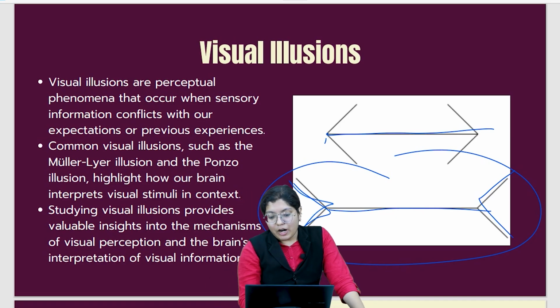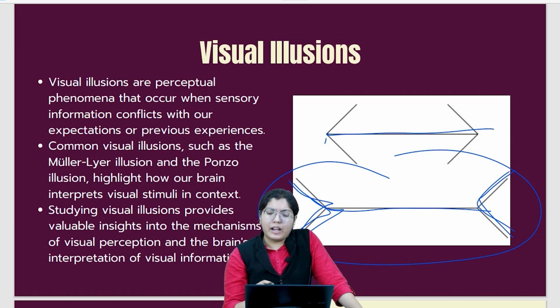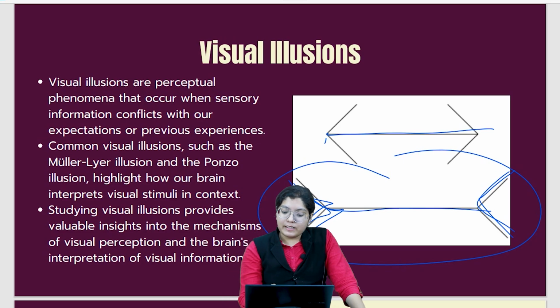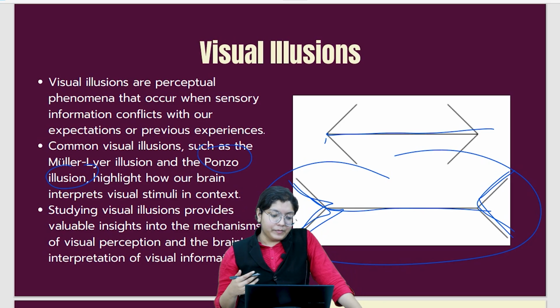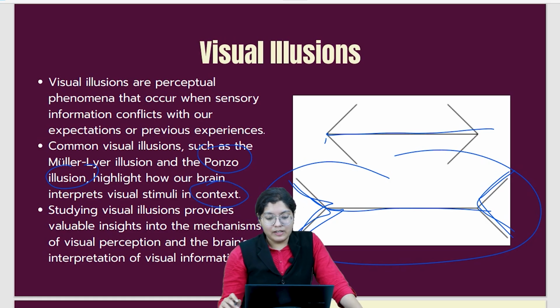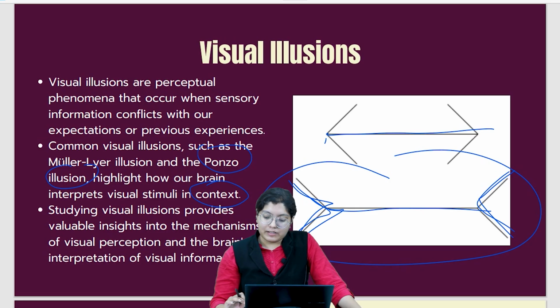So when you see these outer arrows, your brain says, oh, it's looking longer, so it must be longer. But the fact is that both of these lines are equal. And just like this, there are several other illusions like the Ponzo illusion that you can check out, and these illusions highlight how our brain interprets visual stimuli in context. Context means situation. That perception can differ from situation to situation and on the basis of your previous learning and experience.